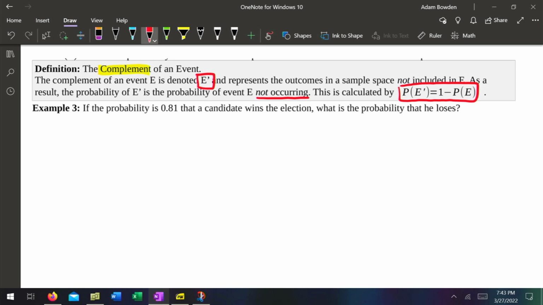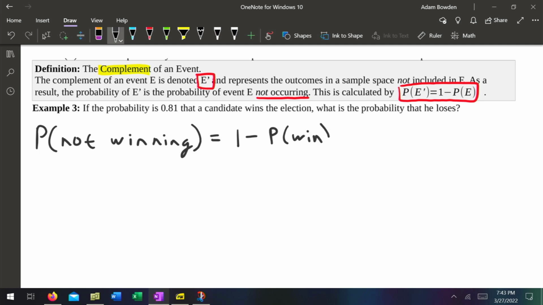And we see that on this next example here where it says the probability is 0.81 that a candidate wins the election. What is the probability that they lose? Well, in this case, the probability of losing would be the probability of not winning, which would be equal to 1 minus the probability of winning by the complement. So here that would be 1 minus 0.81 or 0.19.